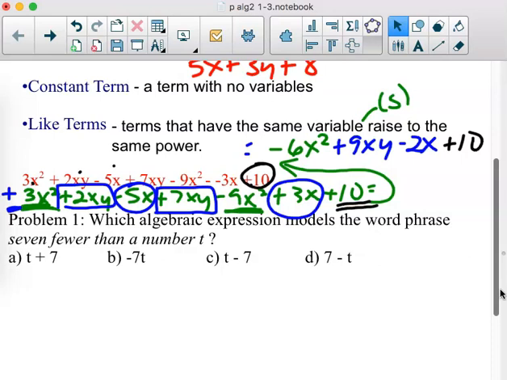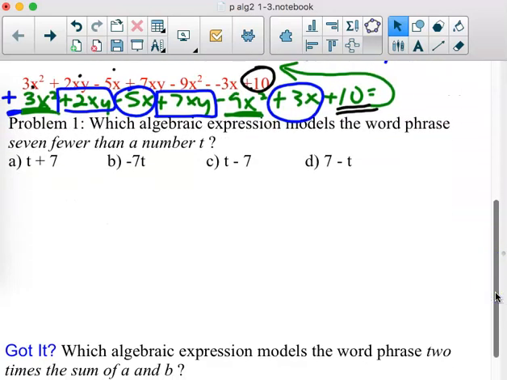I'm done. Now, we need to go back to thinking in terms of words. How do people describe these if they want us to change this into algebra? Problem 1 says, which algebraic expression models the word phrase 7 fewer than a number t?